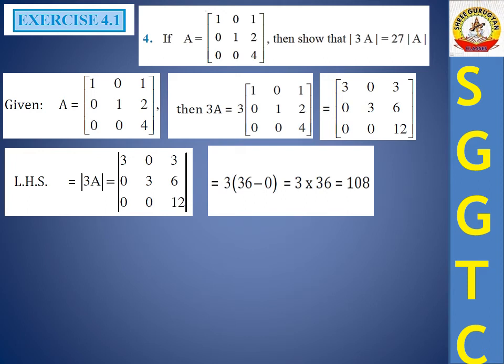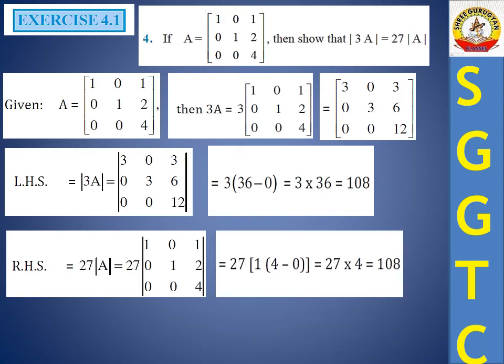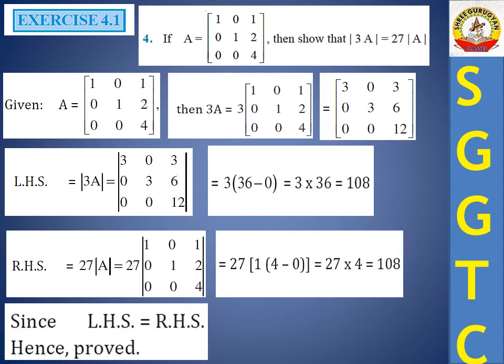You know the definition from the previous calculation; the total answer is 108. Same for our RHS, 27 determinant A. So calculate determinant A first, and after that you multiply by 27 and check. Both answers are true: 108, 108. Yes, definitely my answer is over here. Hence LHS equal to RHS. So we have proved determinant of 3A is equal to 27 determinant A. Okay, now continue, move ahead.